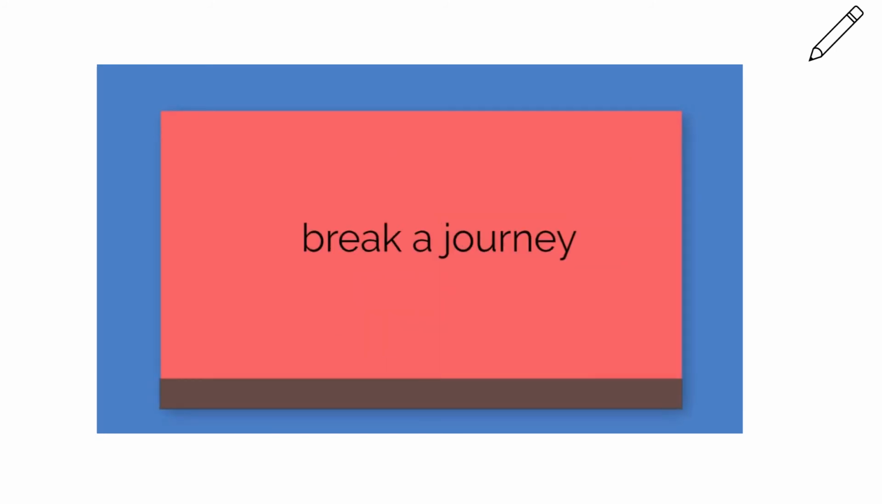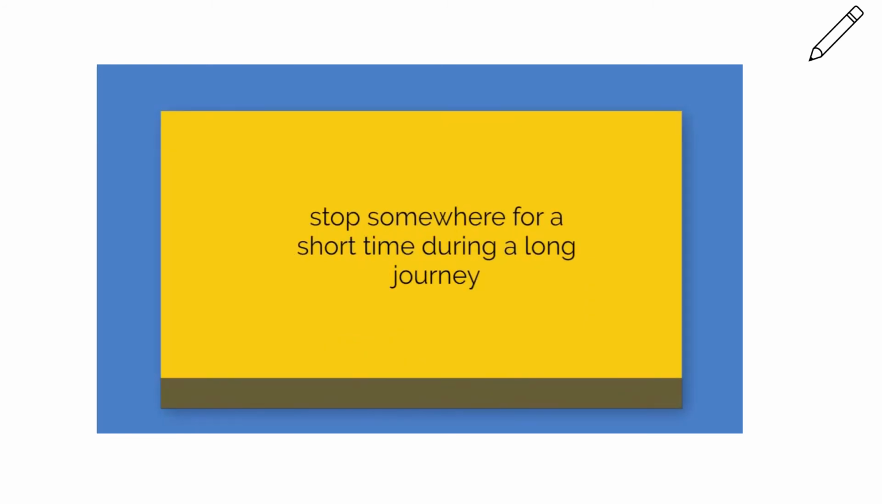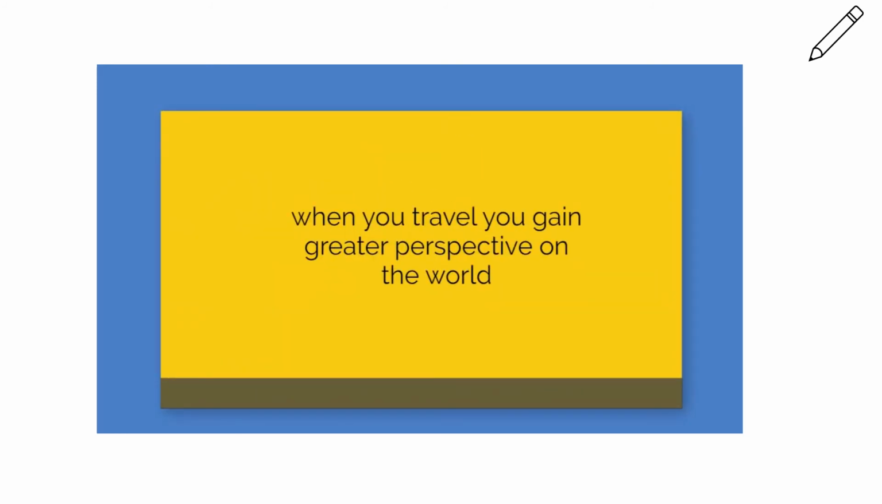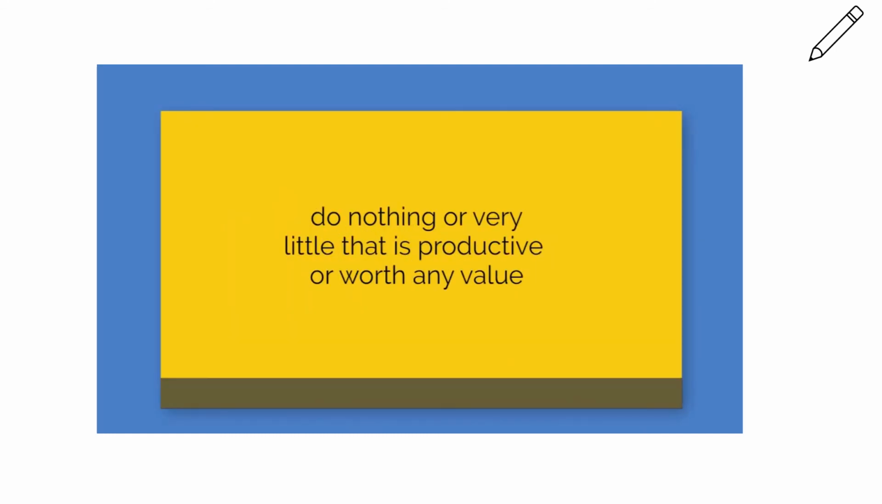Break a journey means to stop somewhere for a short time during a long journey. Travel broadens the mind means when you travel you gain greater perspective on the world. Watch the world go by means do nothing or very little that is productive or worth any value.